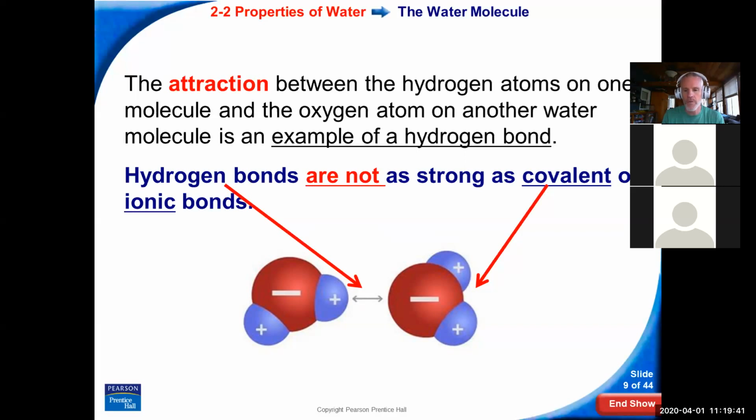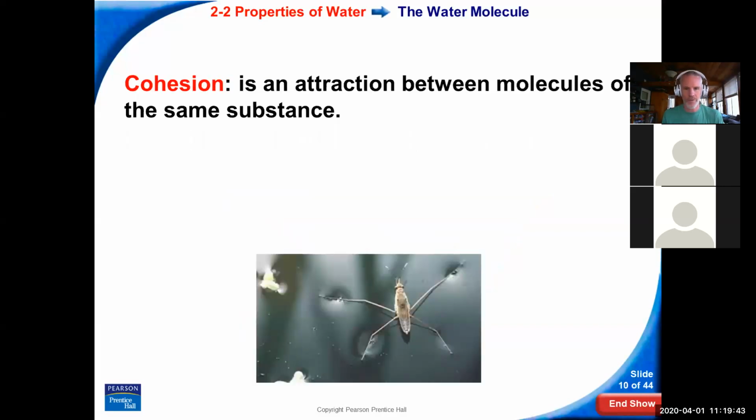This is what gives you surface tension. So if you imagine water and the top of it, for example in this image, the water spider is literally sitting on the water, and the surface tension is that positive-negative attraction between the molecules of water that's keeping it there. It's also what gives water its ability to climb stuff.